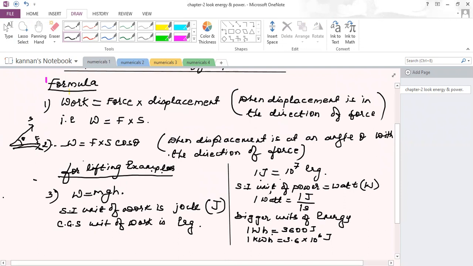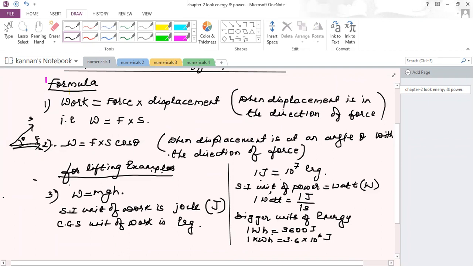For lifting examples, any body which is lifted, what is the work done? Work done will be mgh. W is for work, m is the mass of the body which is getting lifted, g is the acceleration due to gravity, h is the height to which the body is lifted. So W is equal to mgh. These are the three formulas for work.